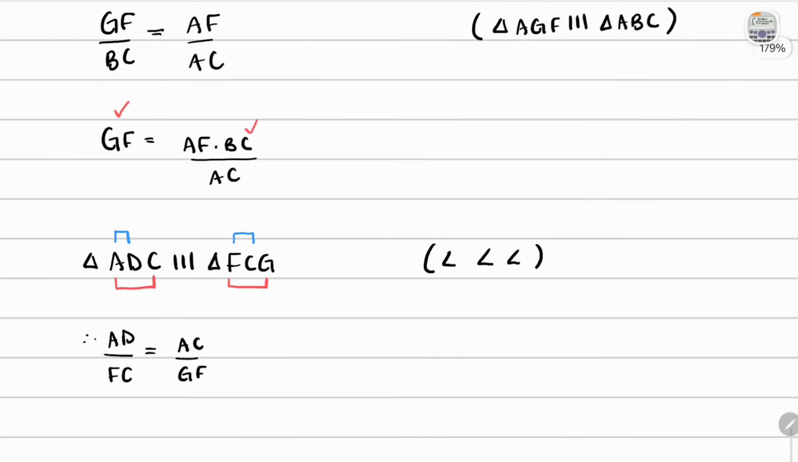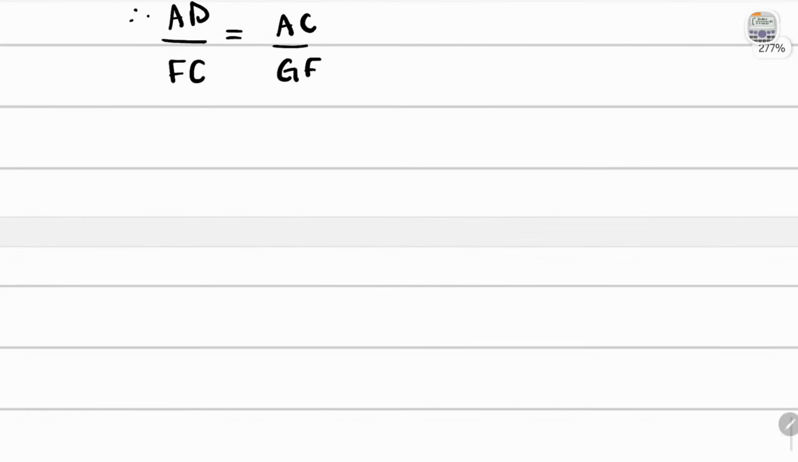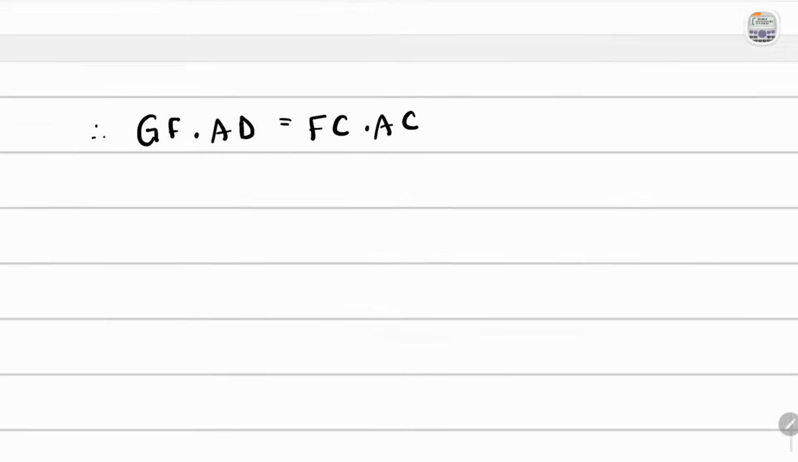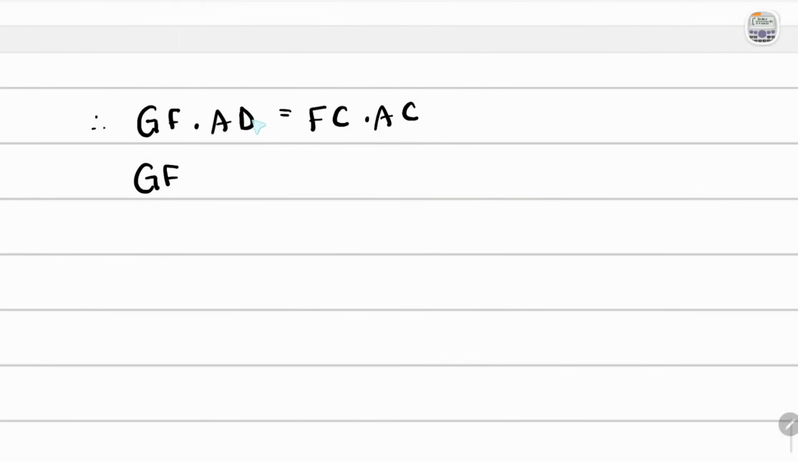Okay, now we can go ahead and just make these the subject. So make that the subject. This is already the subject here. And then we're going to multiply them together. Okay, so now we can just cross multiply. It's better to cross multiply so we just avoid any mistakes. So we need GF multiplied by AD is equal to FC times AC. And then we'll make GF the subject because we just want that to be on its own. So we'll divide both sides by AD. So GF is equal to FC times AC over AD. Okay. And now we have GF as the subject.